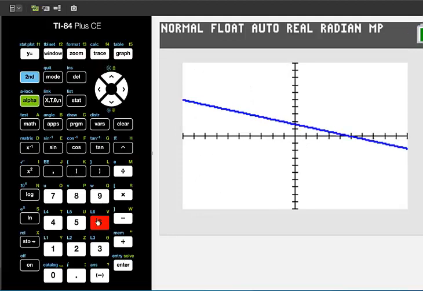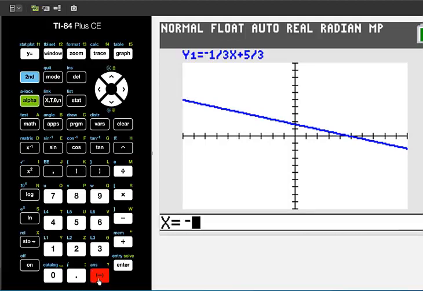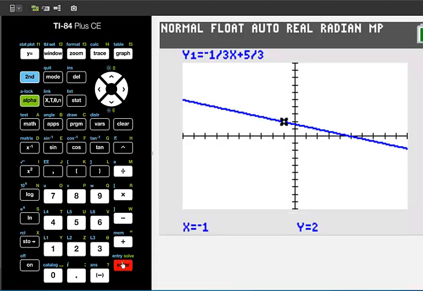The original problem, one of the things it said was that I was looking for a line that goes through the point negative 1, 2. Well, we know how to check that. That's the trace button. Type in that negative 1, hit enter, and make sure it really goes to that point. Sure enough, negative 1, 2. So that worked. The other part is maybe a little bit trickier to check.